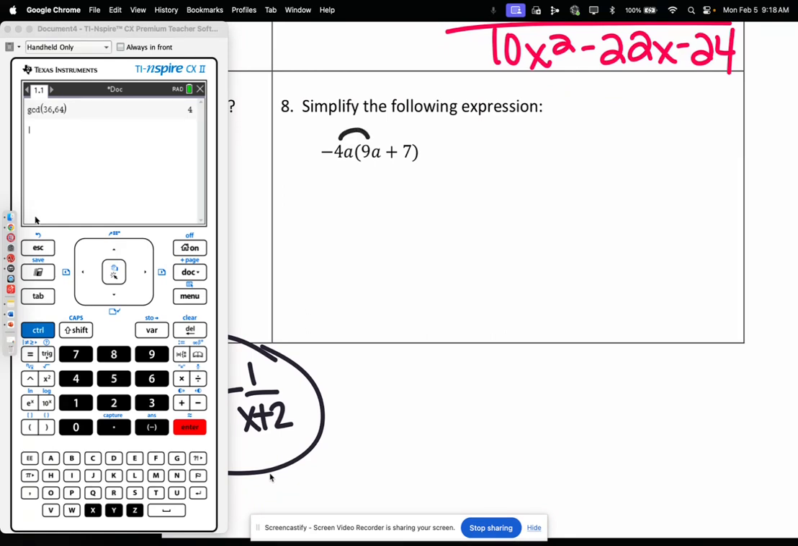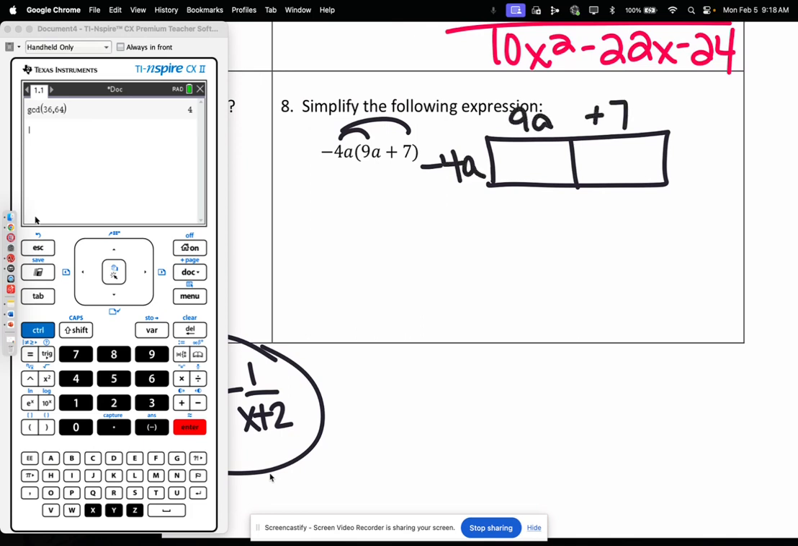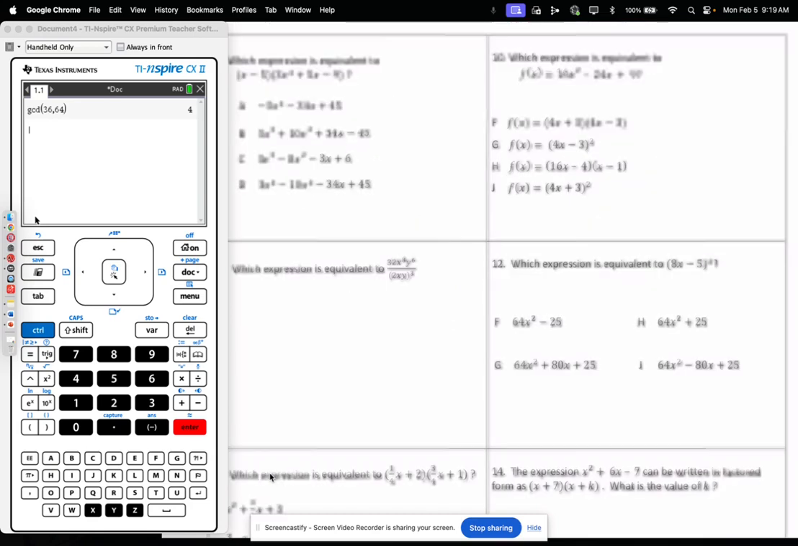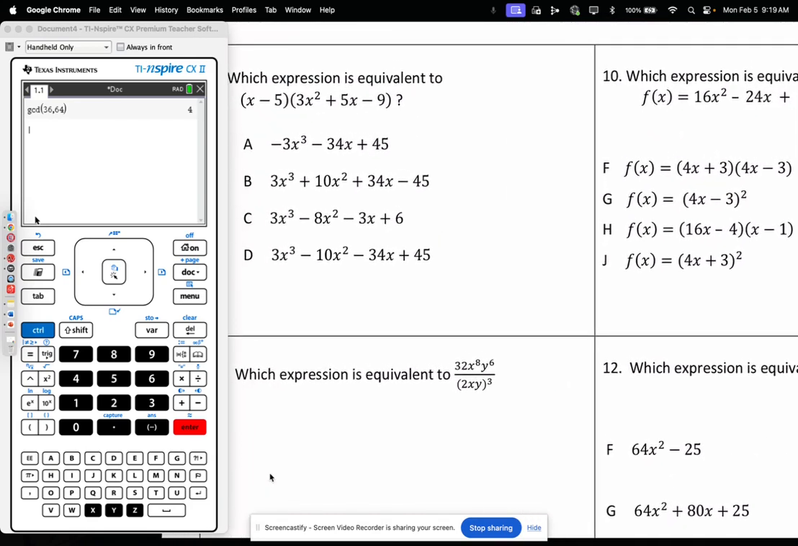This is just distributing. You could also draw a 1 by 2 box if that is something that helps you. Either way, negative 36a squared minus 28a. Right? So remember, when we are distributing, we have to add those exponents. Okay? On the back, this is, again, no symbol in between the parentheses, so you have to multiply.